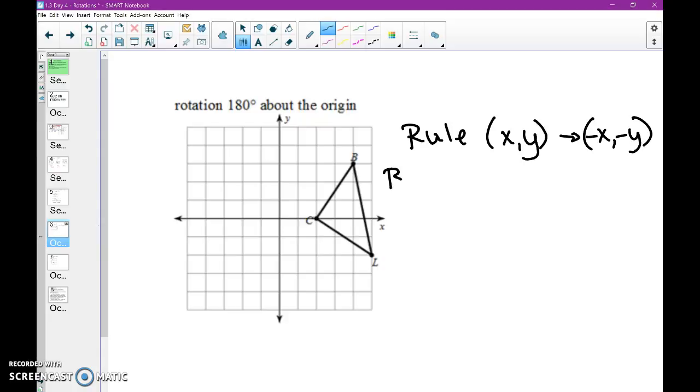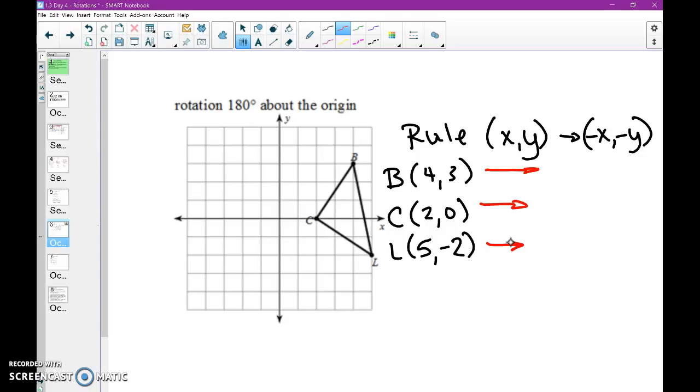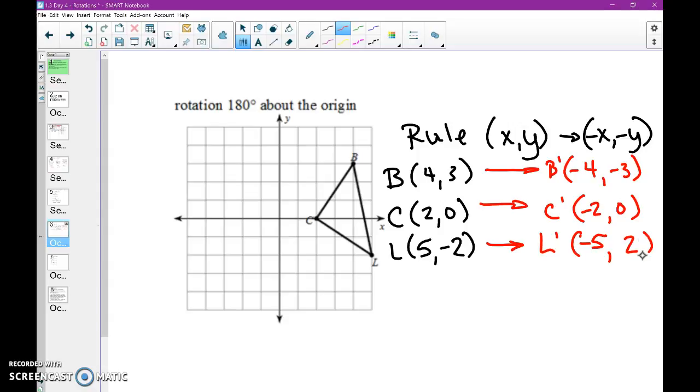It's really nice. So B is originally at 4, 3. C is at 2, 0. And L is at 5, -2, it looks like. And it's really important to get those original points right, otherwise you mess up everything else. So all I'm going to do is do the opposite sign, so -4, -3 for B prime. C prime is -2, 0, doesn't have an opposite sign, so it's still 0. And L prime is -5, +2, because we switch both the signs.